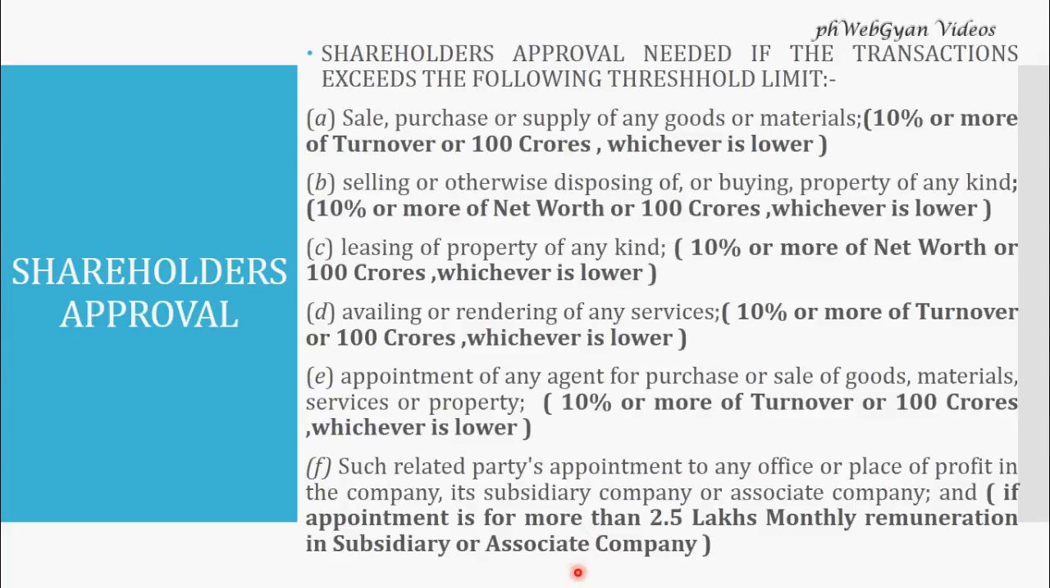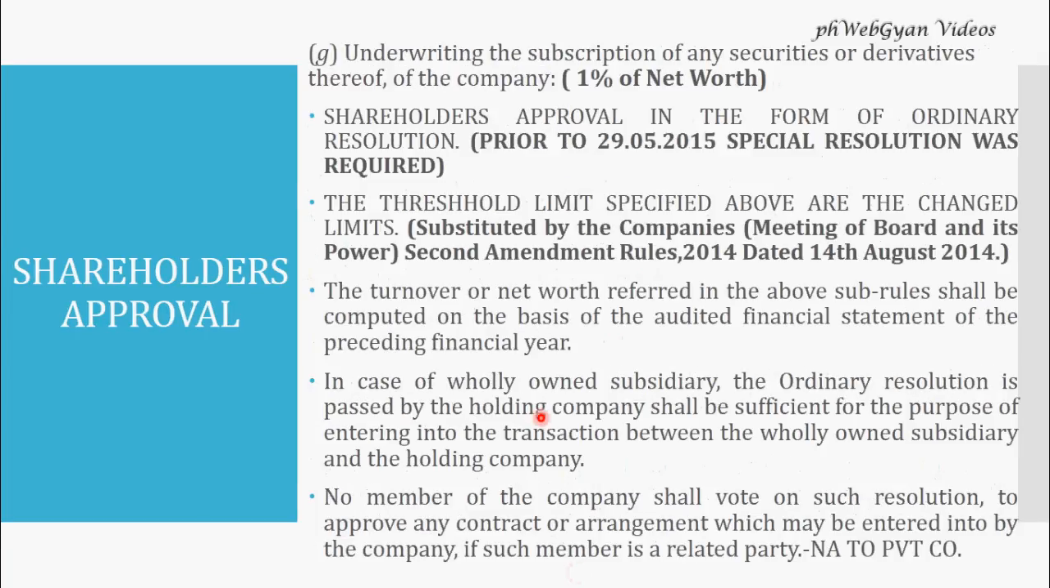So if that value exceeds this limit, then in that case shareholders' approval would be required before entering that transaction. What is required? Prior shareholders' approval. Clear? Now, the last point is about underwriting. If the value of the transaction exceeds 1% of the net worth, then in that case, shareholders' approval is required for the same. Now, very important point: shareholder approval through which resolution, special or ordinary?